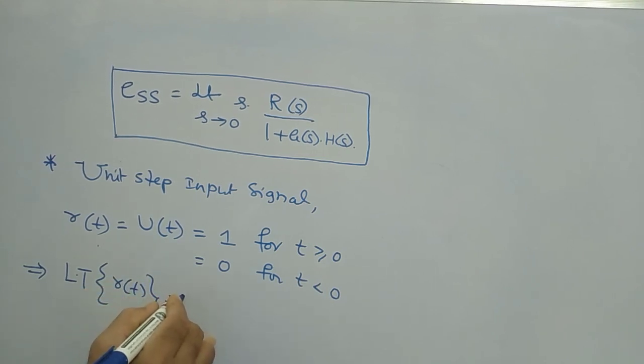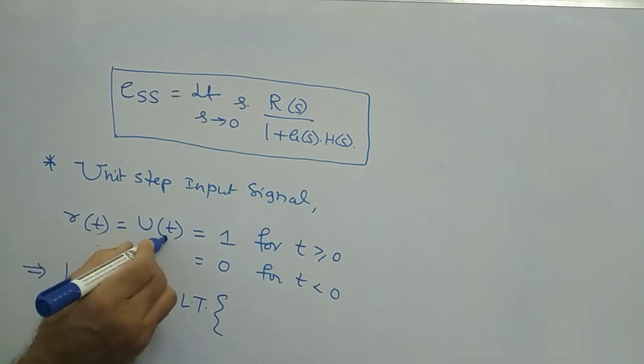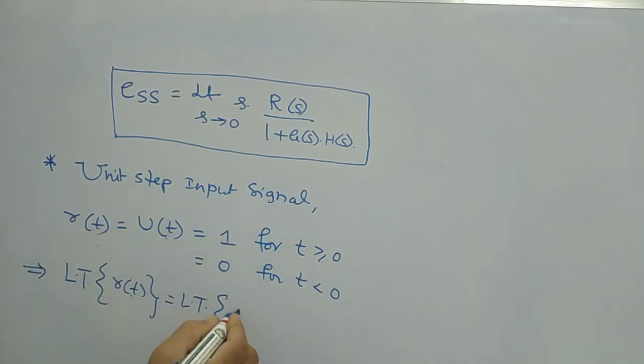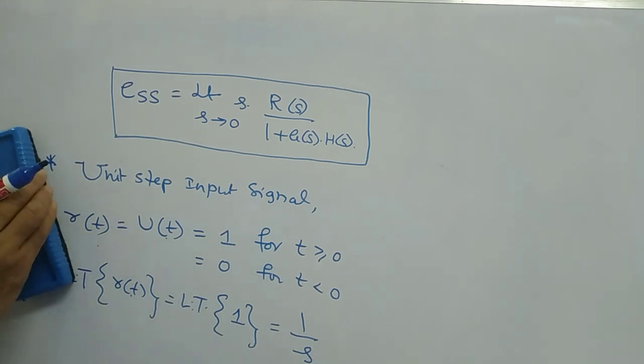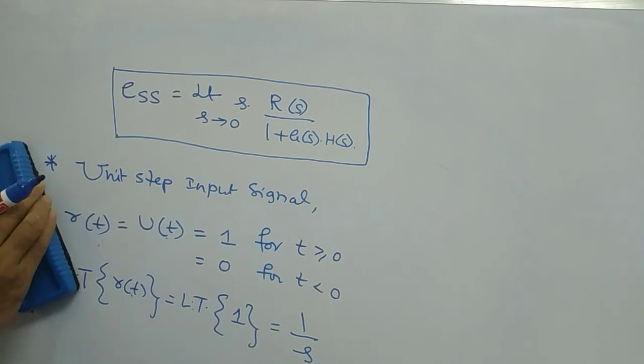what is r(t)? r(t) is nothing but u(t), and u(t) is nothing but 1. So LT of 1. What is LT of 1? It is 1 by s. Laplace transformation of 1 is 1 by s. Clear? This is again from the definition of the Laplace transformation, which you can see in your mathematics material. Basically that is a simple definition.